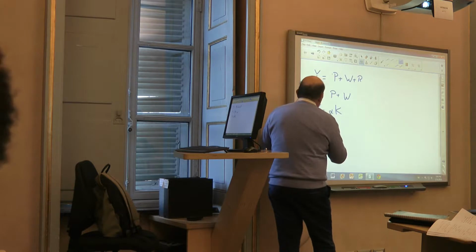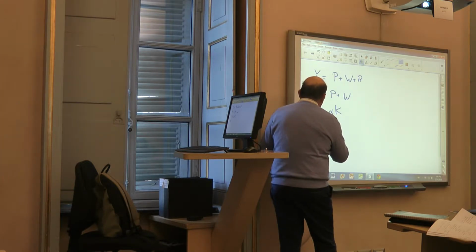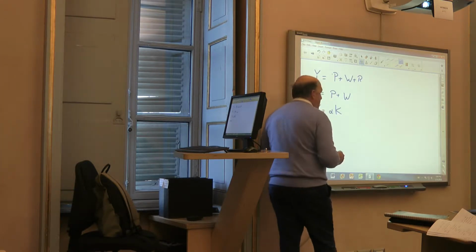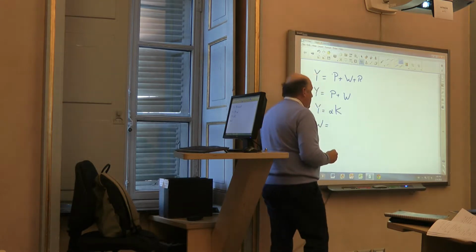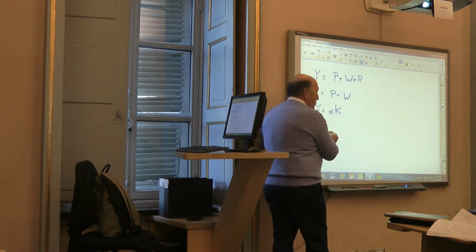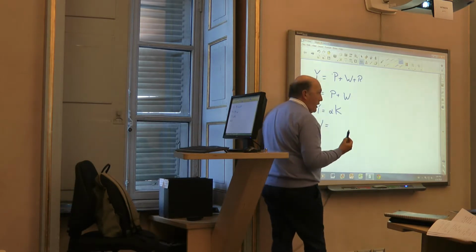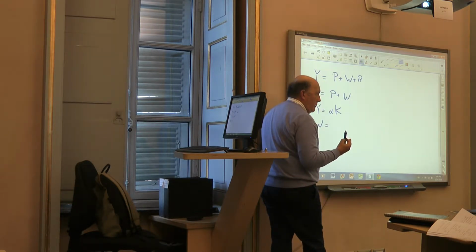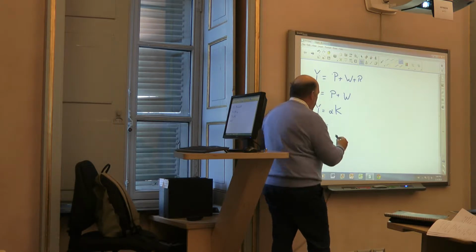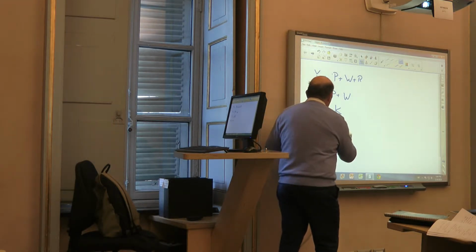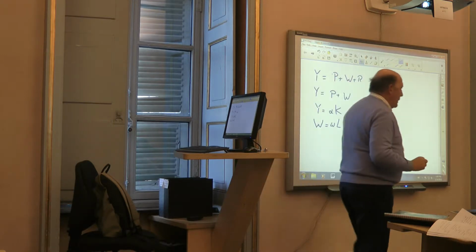Then wages is equal to the total wage bill in the economy. The total wage bill is the wage per worker times the number of workers, okay? Wage per worker times the number of workers, L being labor, okay?